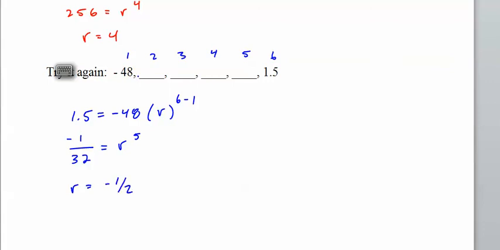So negative 48 times negative 1/2 is positive 24, then negative 12, 6, negative 3, positive 1.5. Works.